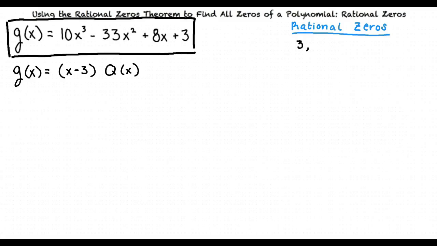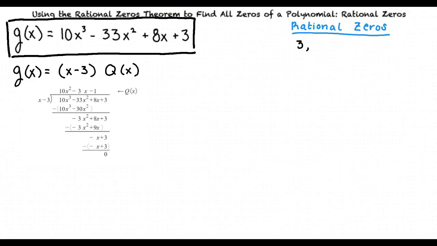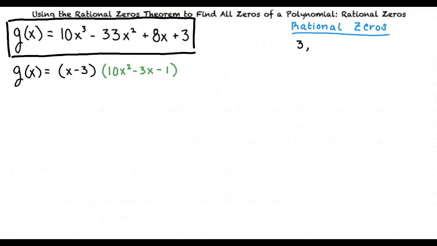That is correct. We will use division to solve for q of x. If you would like to brush up on your division skills, I would suggest reviewing the topic polynomial long division. The result of this division here is q of x equals 10x squared minus 3x minus 1. We can find the remaining zeros by using the polynomial we found to be q of x. And we can do this by factoring the polynomial, right? Yes, we can factor this polynomial into the factors 2x minus 1 and 5x plus 1.